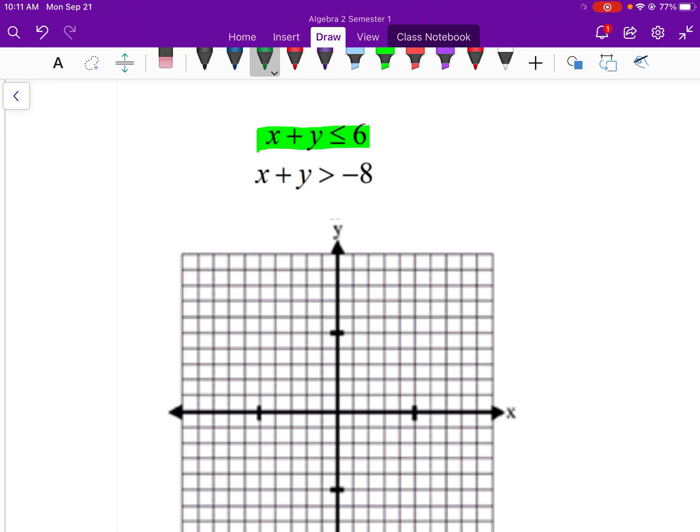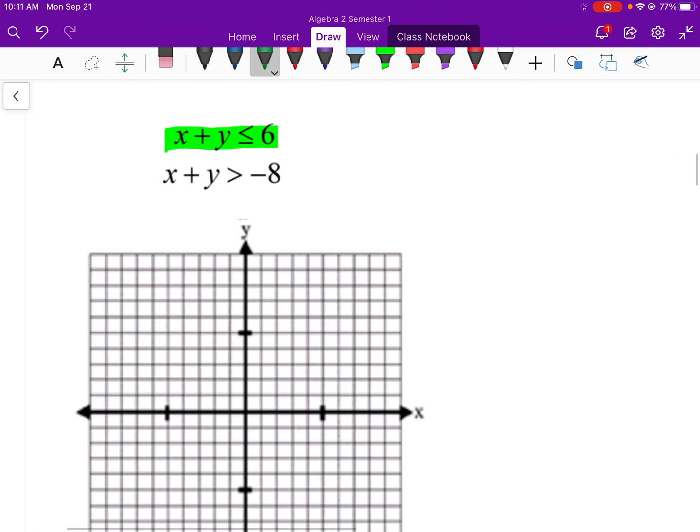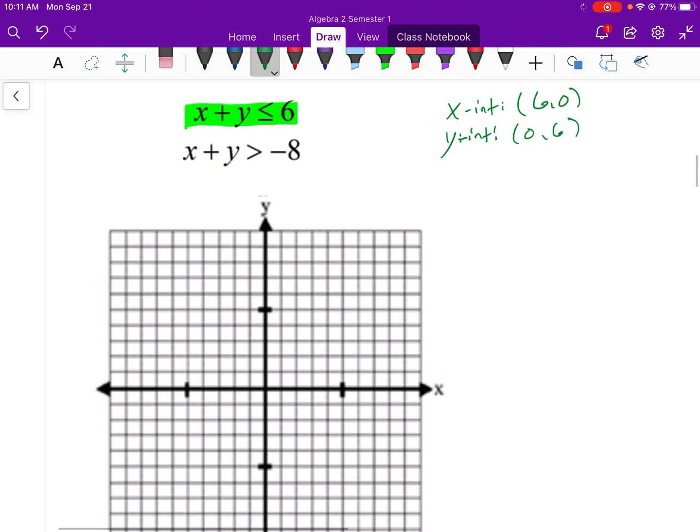Just like we did in the last unit, we graph them. The best way to graph them when they are in standard form is to find that x-intercept and that y-intercept. In this case, it is (6, 0) and (0, 6) for your x and y intercepts. Then we have to remember we have solid and dashed lines. In this case, it is solid due to the fact that it is less than or equal to.